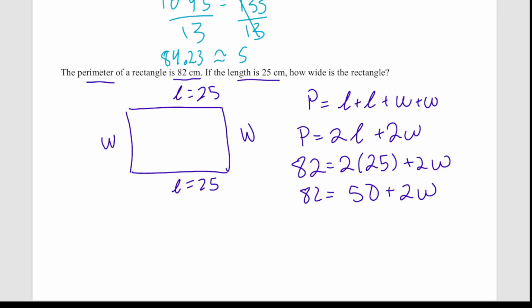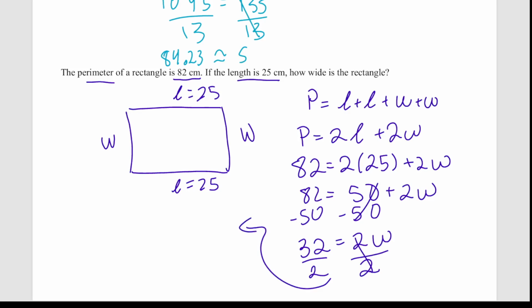Then again, my goal is still the same. I want to get my unknown variable, in this case w, by itself, so I would subtract 50 from both sides. 82 minus 50 is going to get us 32. And then as a final step, I'm going to divide by 2 on both sides to leave us with 32 divided by 2, which is going to get us 16. So my final answer is that my width would be equal to 16, in this case, centimeters.